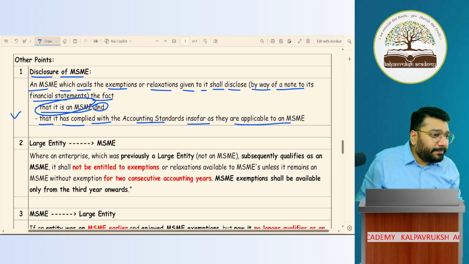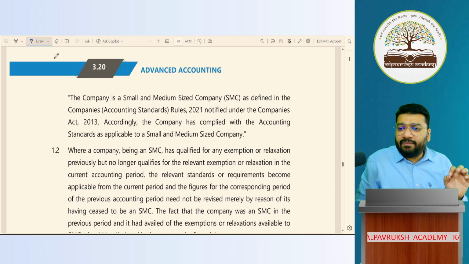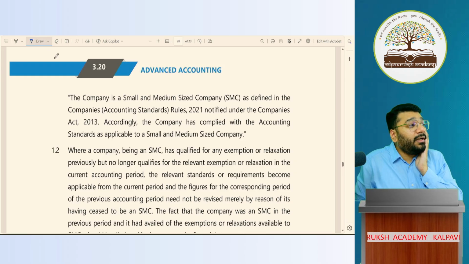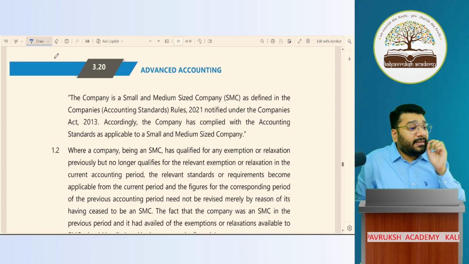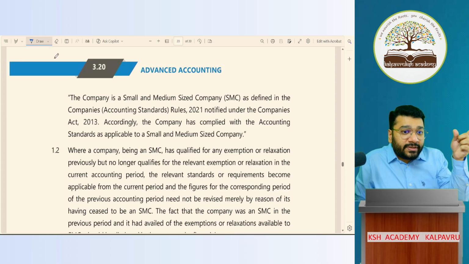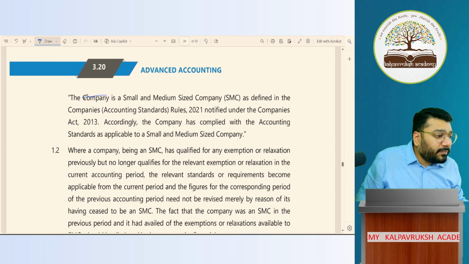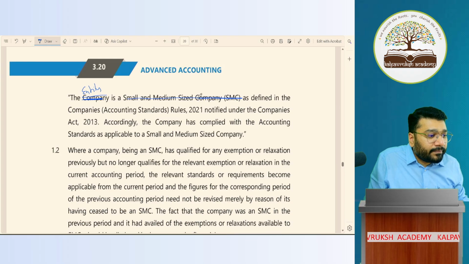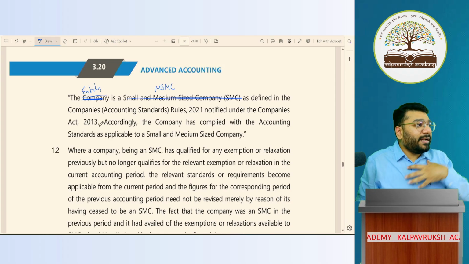Now, how should the language be? I'm just modifying this. This is a line given in the previous PDF document, the old PDF from May 26th. In that, this line is given for corporates. The same line I'm rewriting in the form for non-corporates. The entity is an MSME. So you're giving a declaration that you are an MSME.